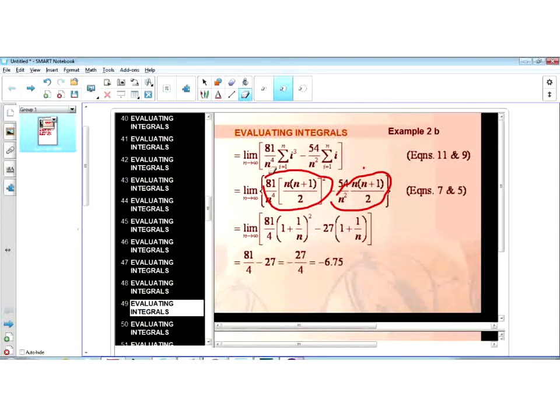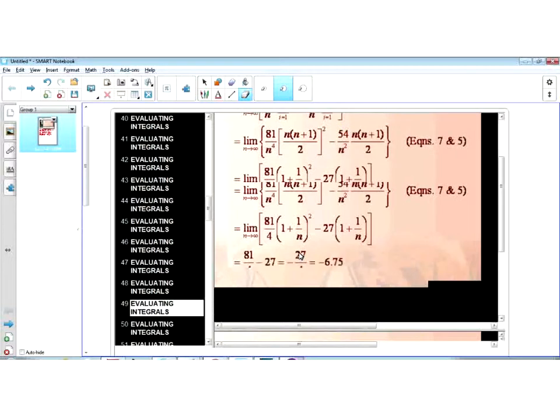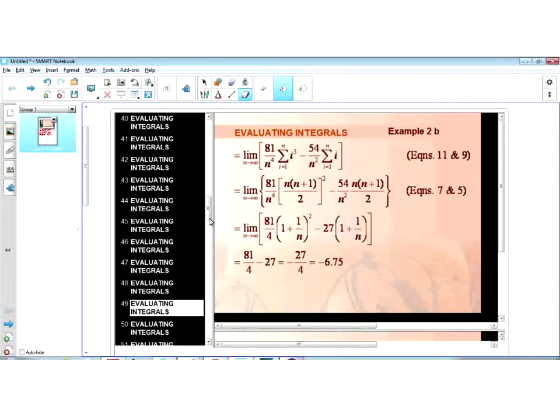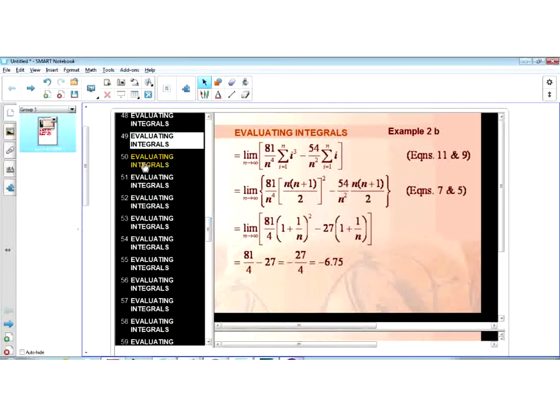Now we have the limit here, and we can use the limit operators from Chapter 2 to figure out what this limit is. The limit becomes 81/4 minus 27, which is equal to negative 27/4, which is equal to negative 6.75. So that would be the true exact area under the curve. And you can compare that with our midpoint approximation, or I think R5 or R4, whatever the previous example was.